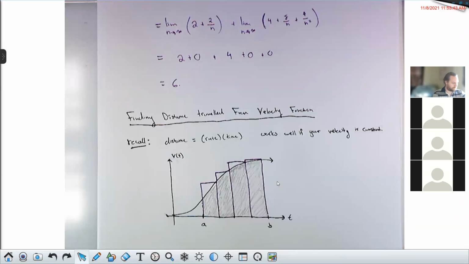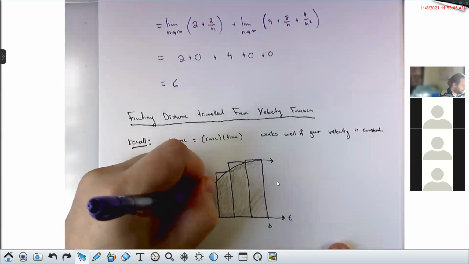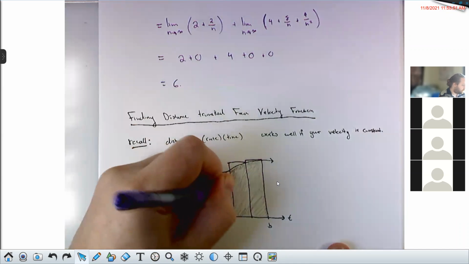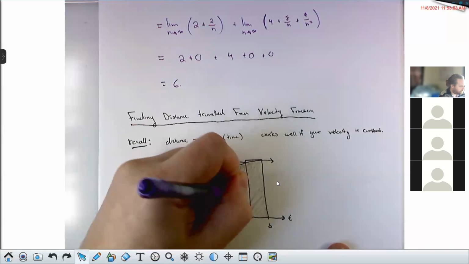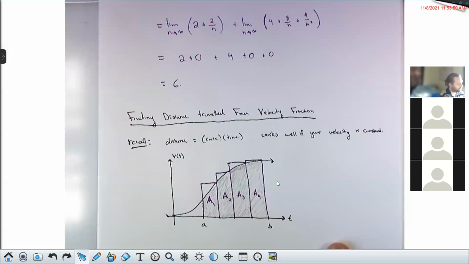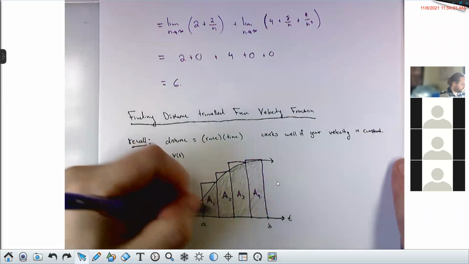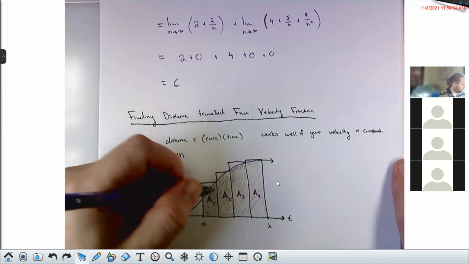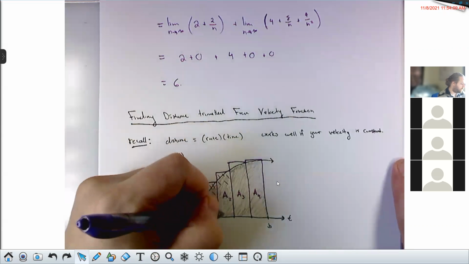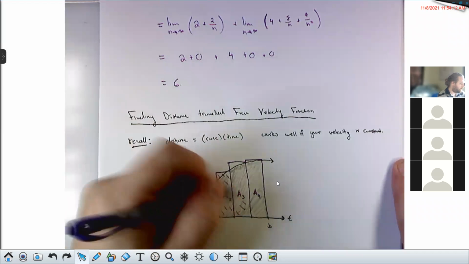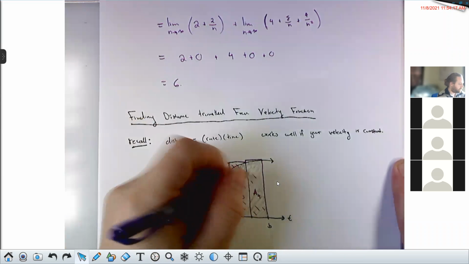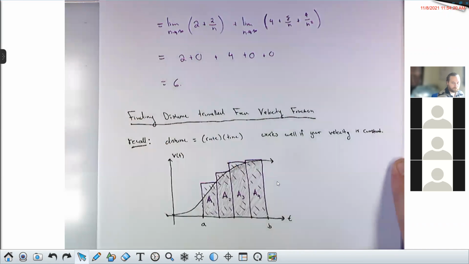So let's think about, I'll call the first rectangle's area A1, the second rectangle's area A2, A3, and A4, like we did before. So A1 is all of this area, right? A2 is all of this area, A3, all of this area, and A4, all of this area.